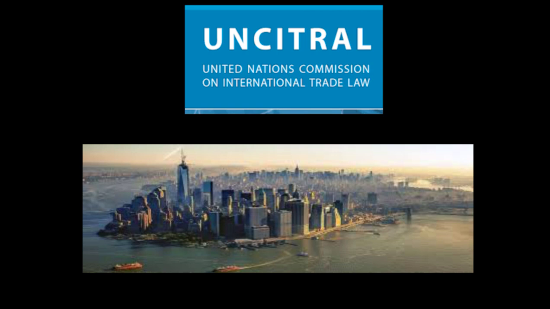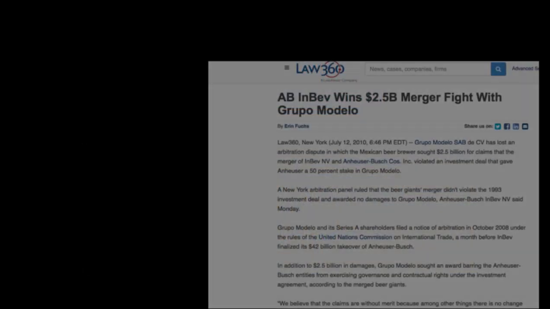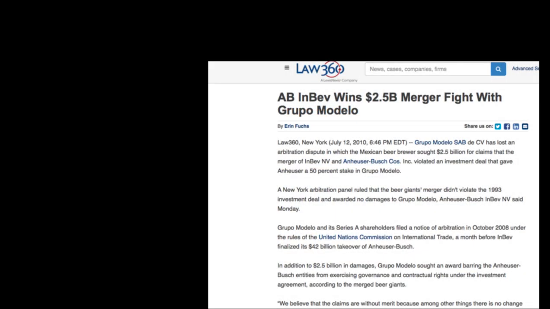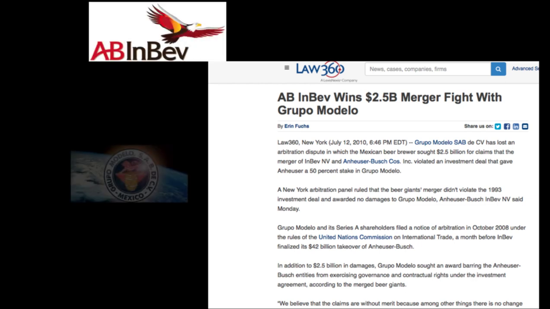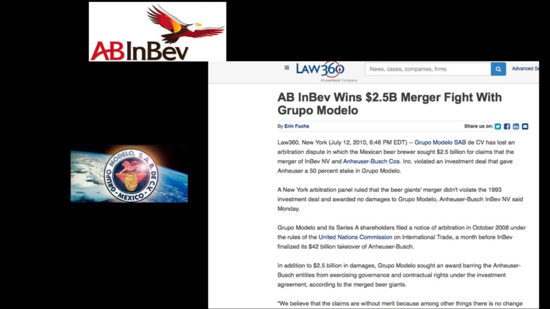A month before, InBev finalized its $42 billion takeover of Anheuser-Busch. In addition to $2.2 billion in damages, Grupo Modelo sought an award barring the Anheuser-Busch entities from exercising governance and contractual rights under the investment agreement. Two years later, the tribunal determined that the merger between InBev and Anheuser-Busch did not violate the 1993 deal and awarded no damages to Grupo Modelo.